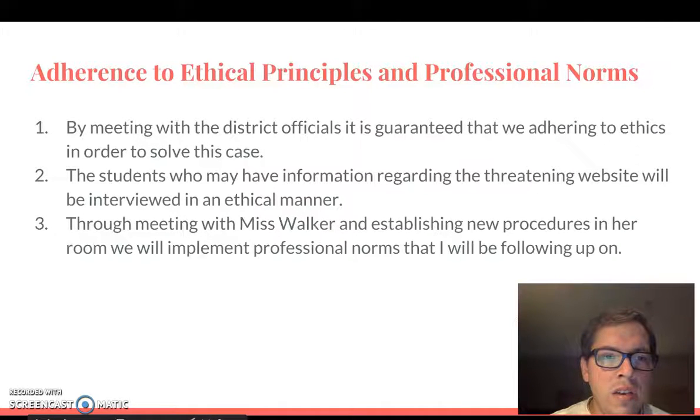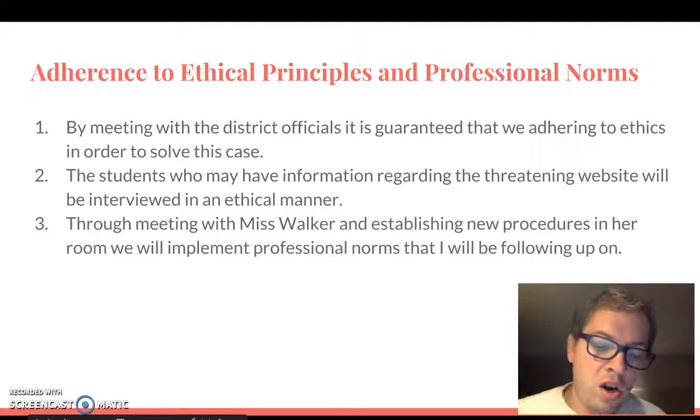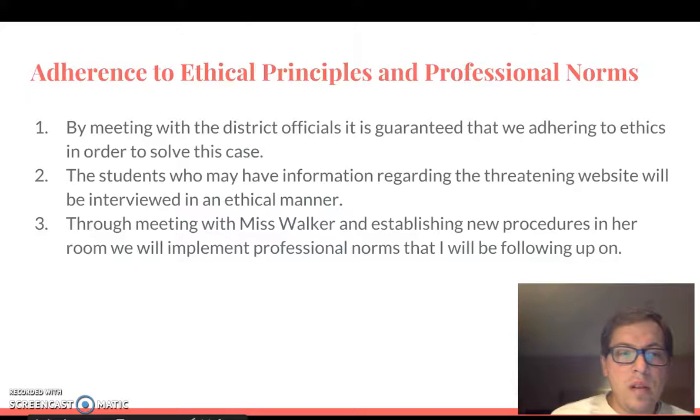The adherence to ethical principles and professional norms that I came up with was, again, by meeting with district officials, it's guaranteeing that we're adhering to a code of ethics. We're following through with how the district wants to solve cases like this. And those procedures are evaluated and designed in an ethical manner.